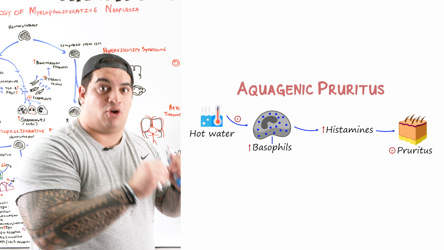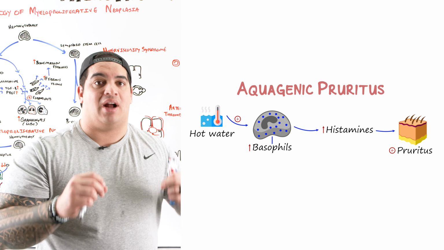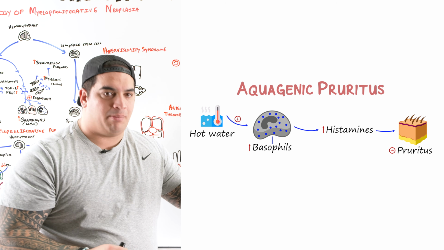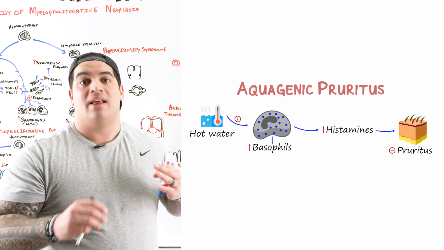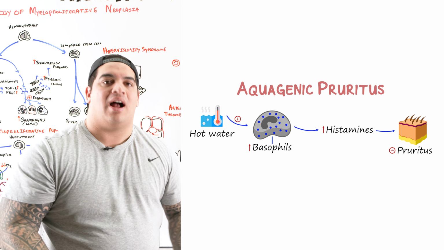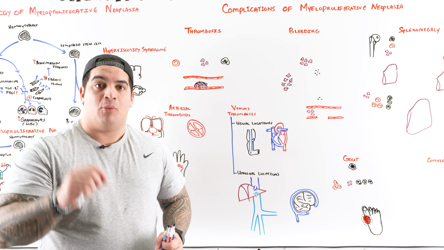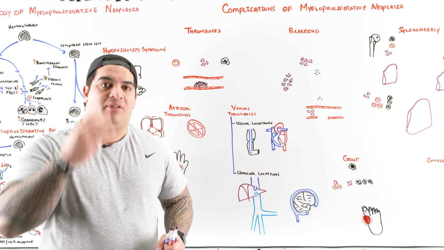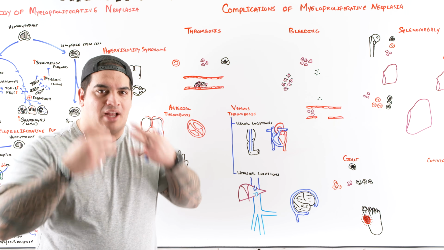And the histamines are what cause the itching after a hot shower. So again, in patients with Polycythemia Vera, definitely consider that in a patient who comes in with aquagenic pruritus, itching after a hot shower. Another thing with Polycythemia Vera is they present with facial plethora. All this means is a red face.